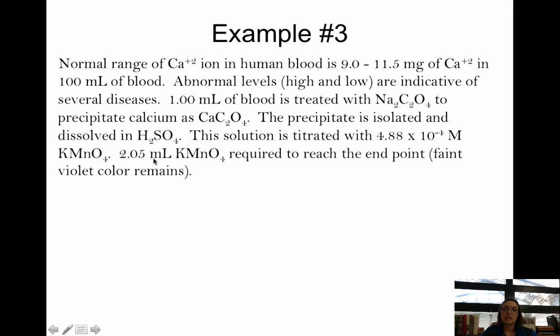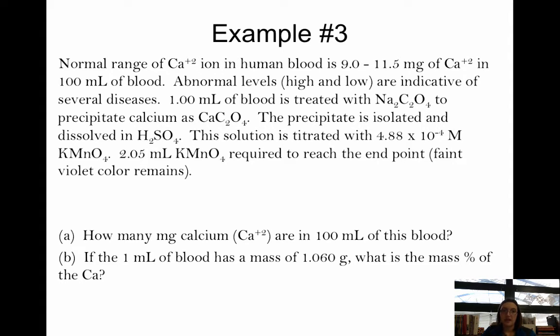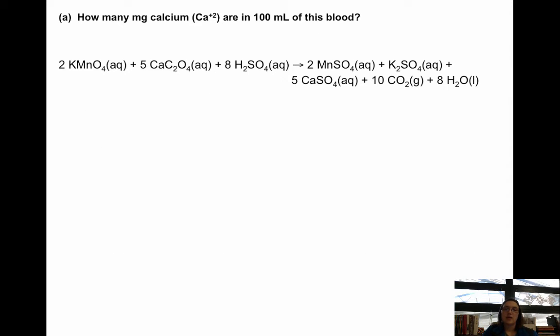And then 2.05 milliliters of potassium permanganate are required to reach the end point, which is when only a faint color remains. So let's just look at the questions that it's asking, and then we'll pull information out. So how many milligrams of calcium, so the Ca2+ ions, are in 100 milliliters of this blood? And then if 1 milliliter has this given mass, what is the mass percent? So let's start by looking at how many milligrams are in 100 milliliters of the blood.